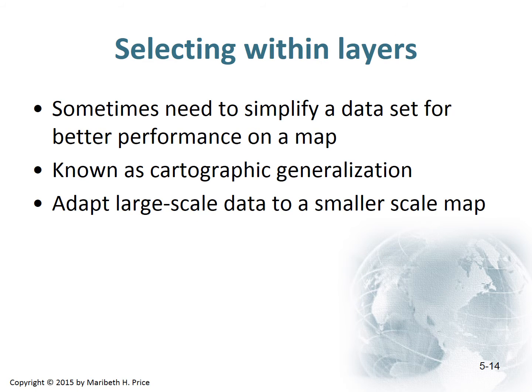Selecting within layers. Sometimes there is a need to simplify a data set for better performance on a map. This is known as cartographic generalization. You can adapt large-scale data to a small-scale map, and all these things are important to figure out what you need to do to make the data tell a story.